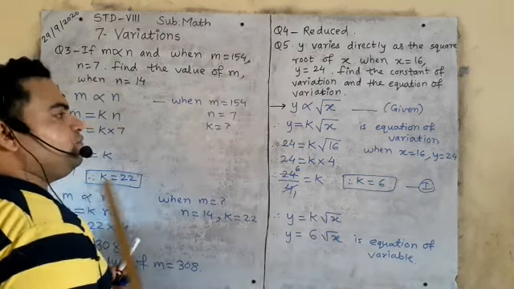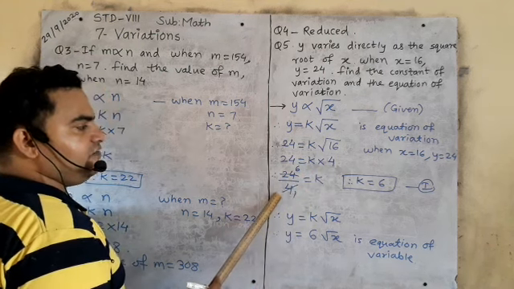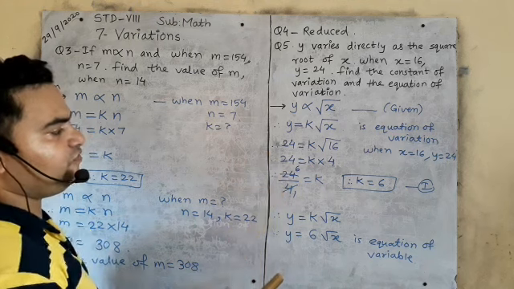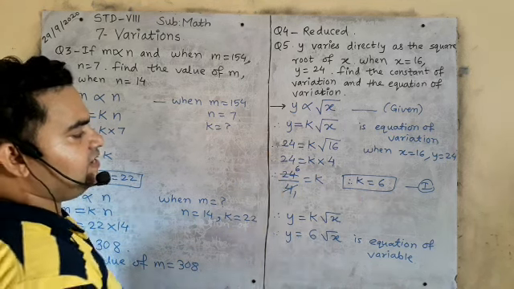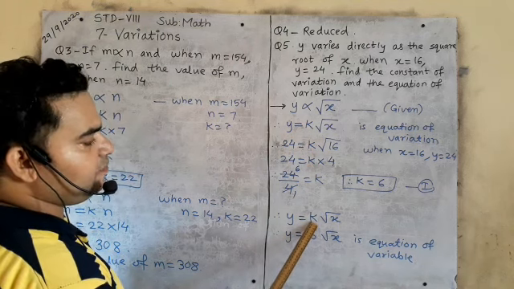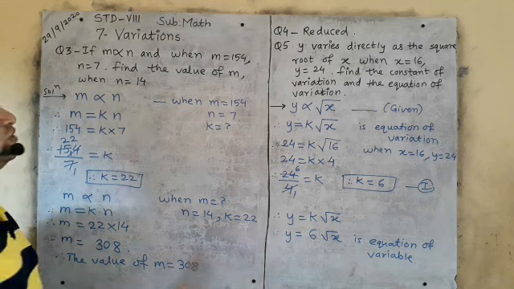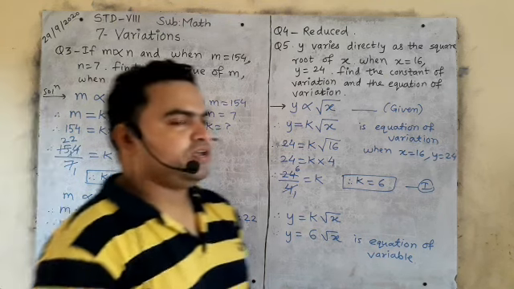Square root of 16 is 4. This 4 is in multiplication form. It will come to the left hand side. It will divide. 4 ones are 4, 4 sixes are 24. So k value will come 6. And then this was the equation. We will write it again, and just in place of the constant k we will write 6. This is how you have to solve practice set 7.1.